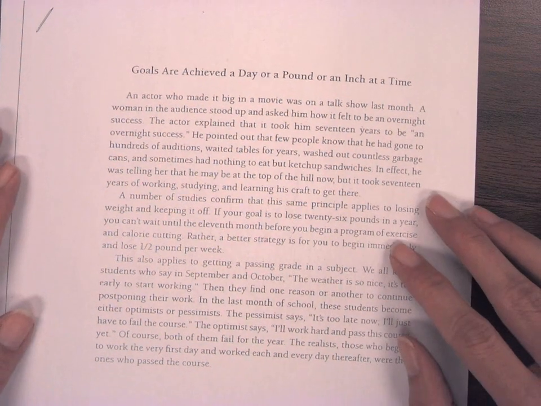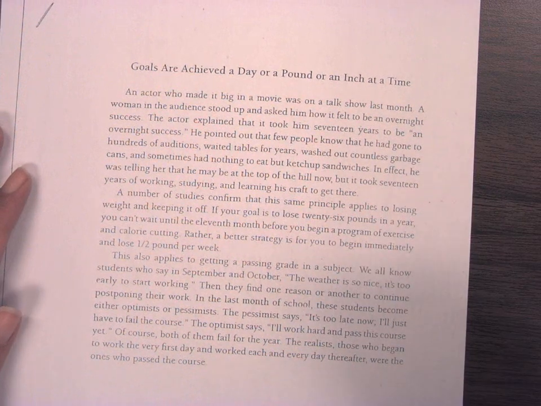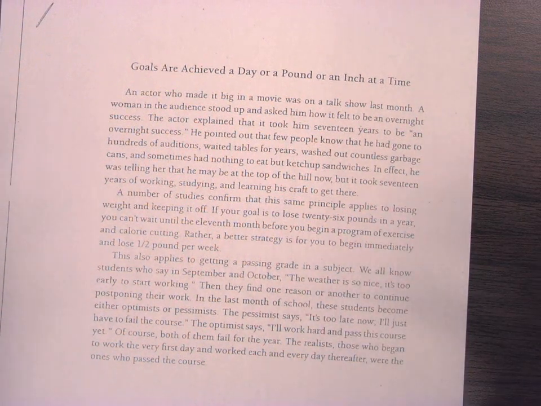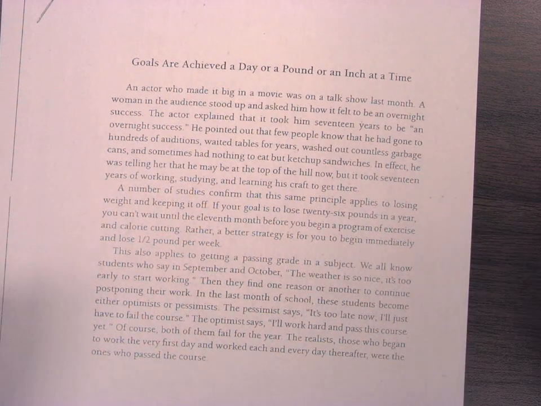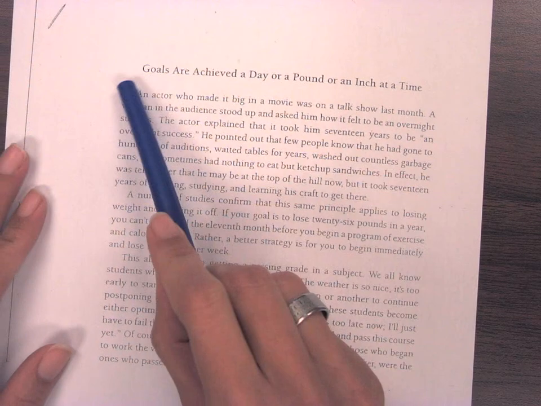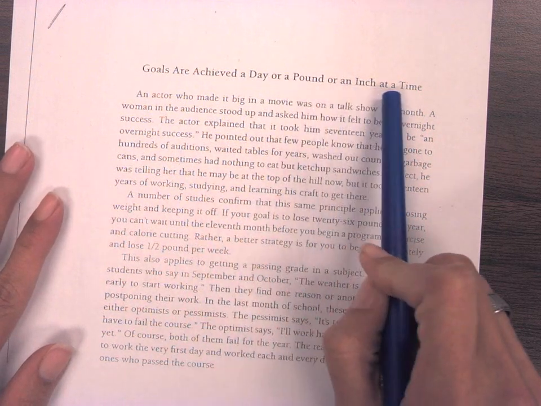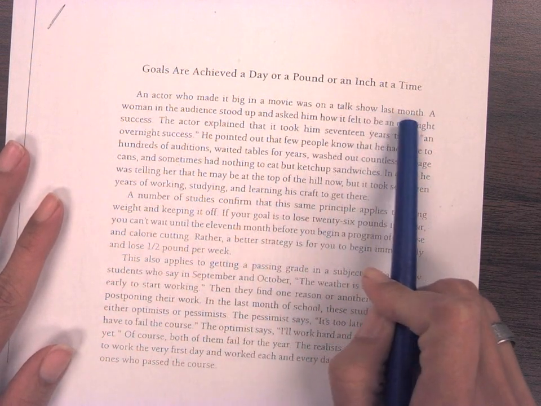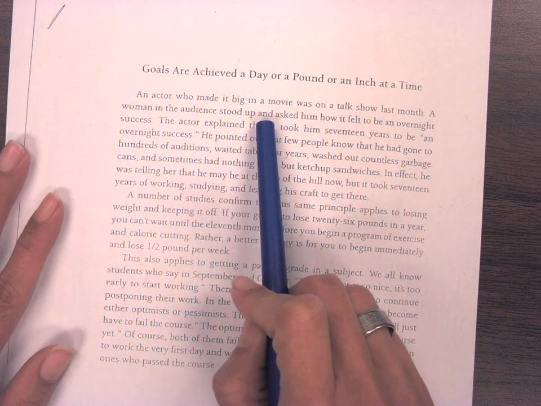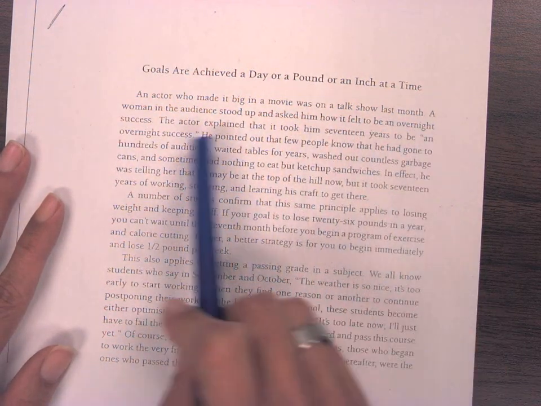So the first thing that we need to do is read this article so that we know what the article is about, so we can answer the prompt that goes with it. Okay, so I'm going to go ahead and read this article to you, and then we'll go from there. All right, so here we go. Goals are achieved a day or a pound or an inch at a time. An actor who made it big in a movie was on a talk show last month. A woman in the audience stood up and asked him how it felt to be an overnight success.